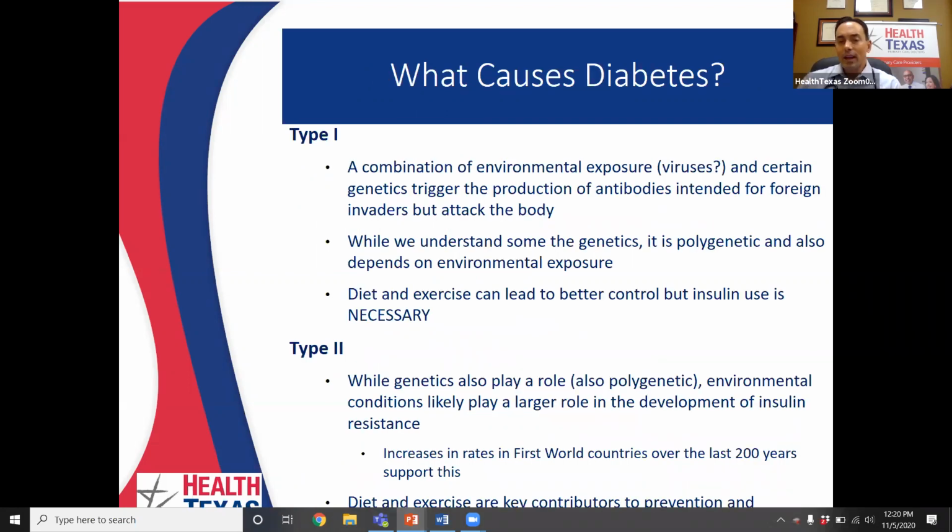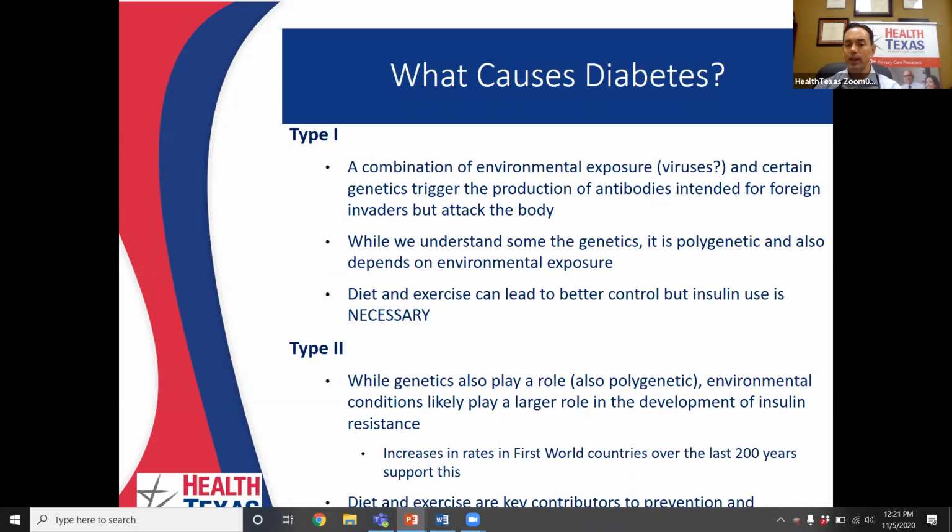All right, so what causes diabetes? Why are we seeing such an increase here in the US? Well, the real answer is for type 1 diabetes, we don't really know for sure, but we think that it's a combination of some environmental exposure, maybe different viruses or other proteins that trigger someone's immune system to make antibodies against that invader. But it turns out that those antibodies also look very much like the pancreas. And so these antibodies then turn their attention to the pancreas and begin to attack it.